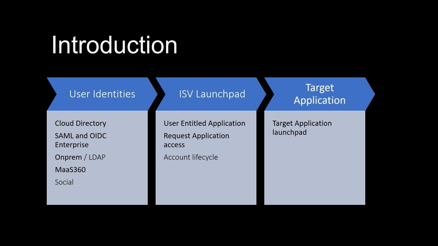IBM Security Verify provides a launchpad which acts like a one-stop shop for launching different applications via single sign-on. New applications can be registered via account lifecycle flows, and users can independently raise requests to these applications according to their roles and responsibilities in the organization. Once logged into IBM Security Verify, users can directly navigate to different target applications from the ISV Launchpad without the need of providing any additional credentials.